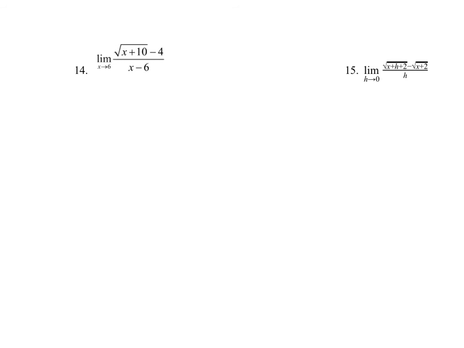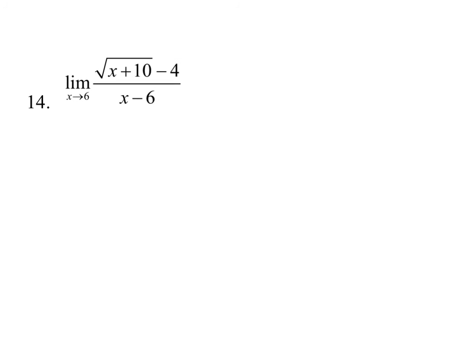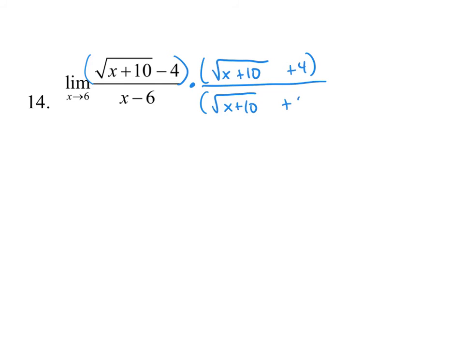All right, for 14 and 15, we're doing some of our limits that are 0 over 0. I promise you, if you plug them in, you get 0 over 0. So these are some of our conjugate limits. So what I would do is, remember, for the conjugate, we're going to multiply by the conjugate of the numerator. So radical x plus 10 plus 4, and radical x plus 10 plus 4. So if I FOIL the top, I'm going to get x plus 10, and then I'm going to get minus 16. Remember, the inner and outer terms will cancel out.